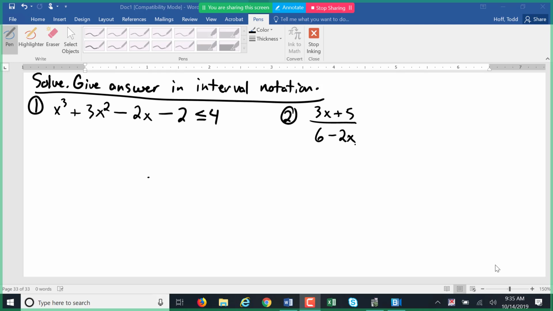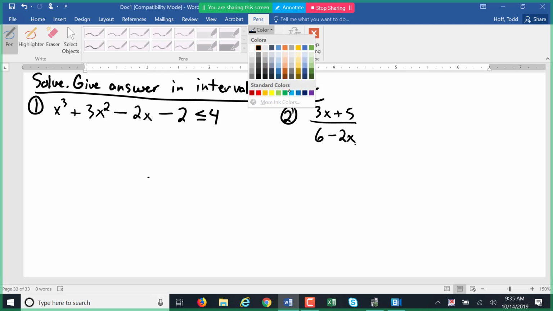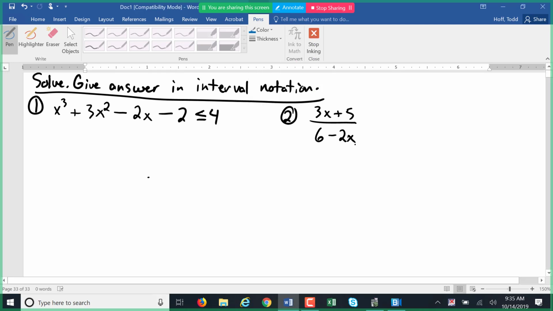Second one. So for the first of our starter problems here, x to the third plus 3x squared minus 2x minus 2 is less than or equal to 4. First step, of course, is always to set it comparable to 0. So I subtract 4 from both sides. So this is x to the third plus 3x squared minus 2x minus 6 is less than or equal to 0.